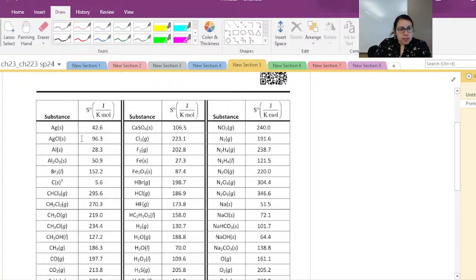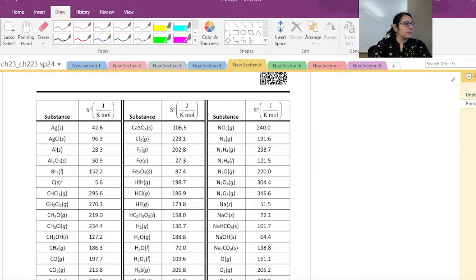But basically, we can see, okay, we have our substance. It tells us what state it's in. And then your standard entropy should be in joules per Kelvin mole. So again, right, it depends on amount. It's what it's saying, and it depends on our temperature of our reaction.